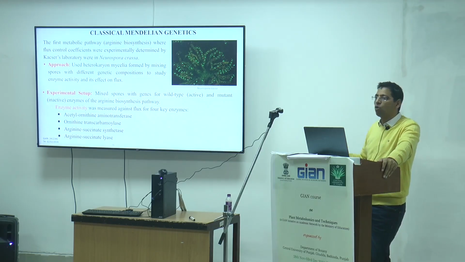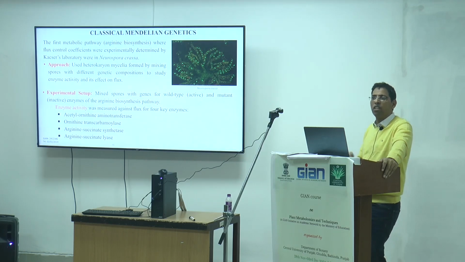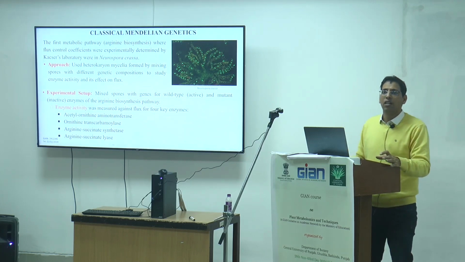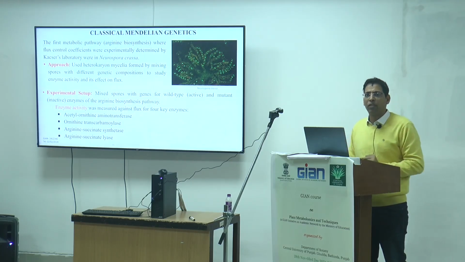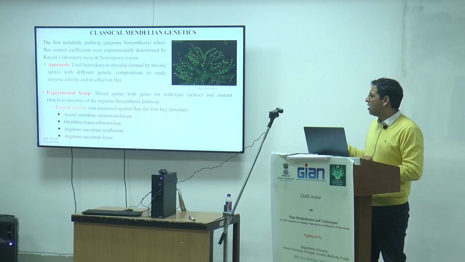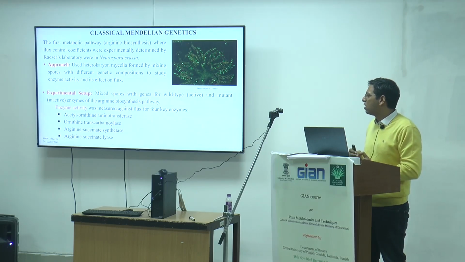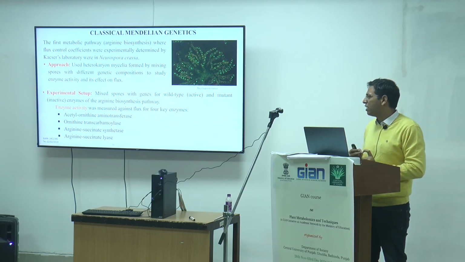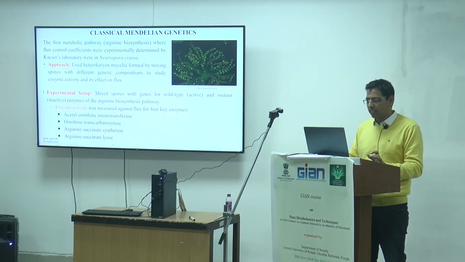They mixed spores with the wild-type gene and the mutants of the arginine biosynthetic pathway. Basically, MCA was first reported with this particular pathway. So these are the 4 different enzymes: acetylornithine aminotransferase, ornithine transcarbamylase, argininosuccinate synthase, and argininosuccinate lyase.